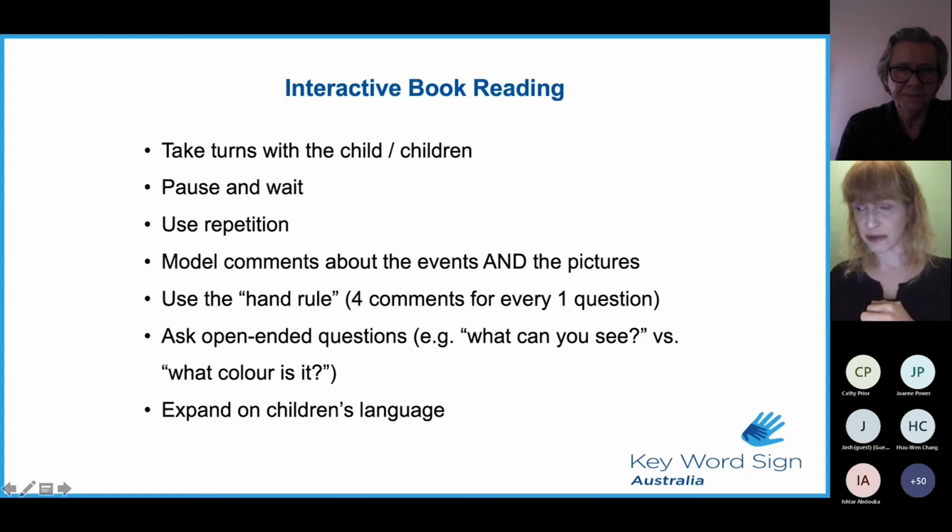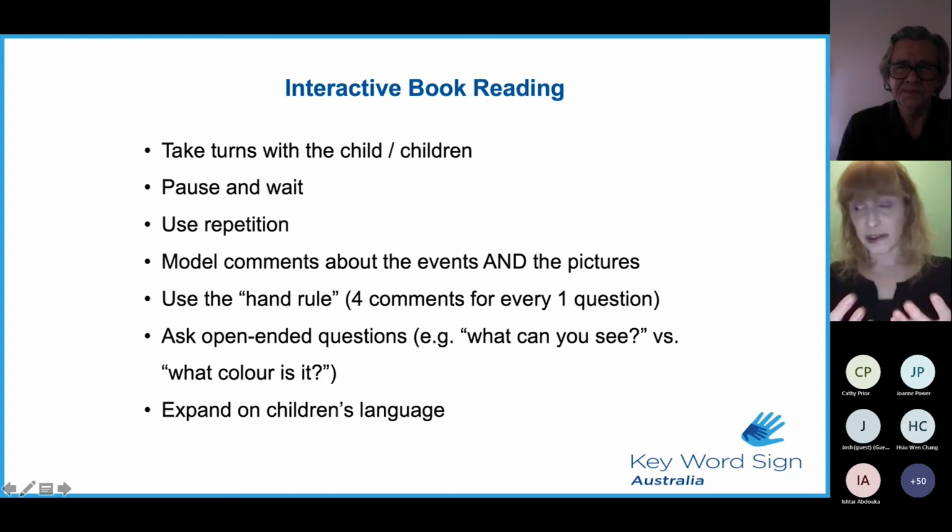So if the child's providing, you know, a one-word answer, like we're talking about where's Spot, so they might say doggy, or they might sign doggy. So you might respond by expanding that into a short phrase, something like, yes, that's a doggy. His name is Spot. Spot's a cheeky doggy, you know, or something like that.